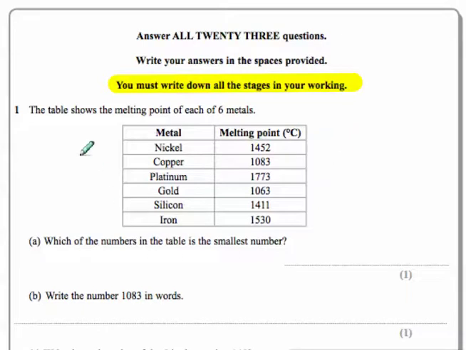Now, the table shows the melting point of each of 6 metals. So we've got 6 metals: nickel, copper, platinum, gold, silicon and iron, and these are the temperatures at which they melt. Which of the numbers in the table is the smallest number? Now, some people do have trouble with this. It seems quite a simple question to ask, but it's amazing how many of you do still struggle with things like this. So the best thing to do is to think of place values.